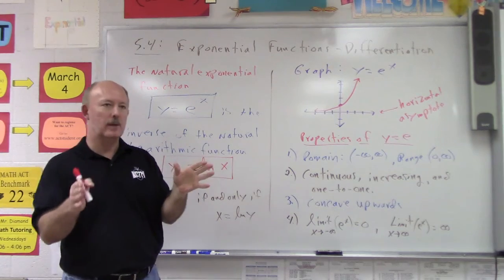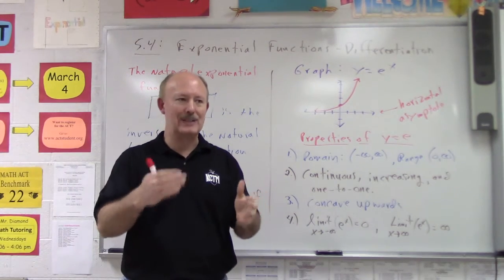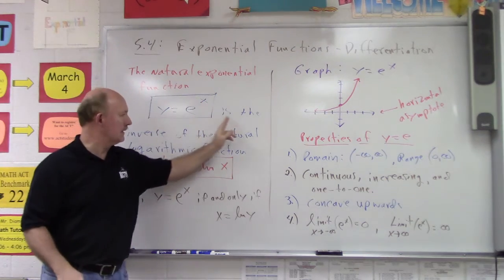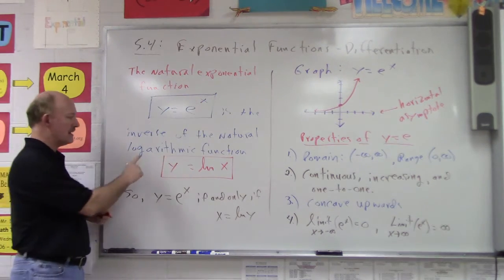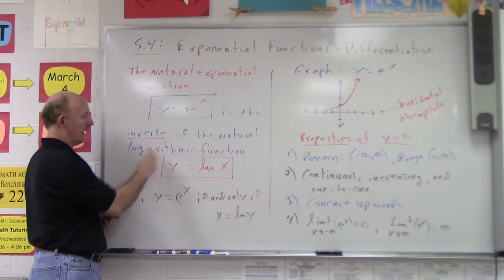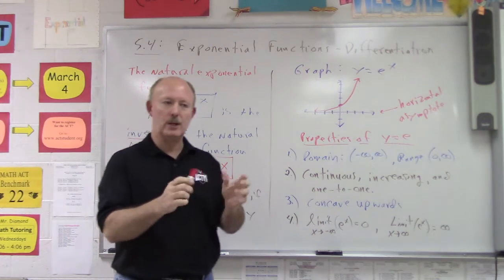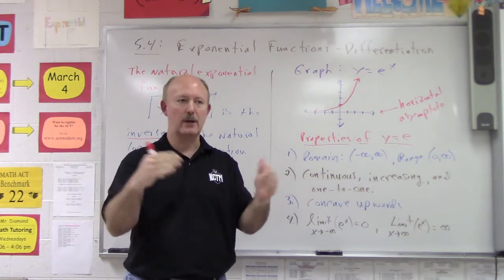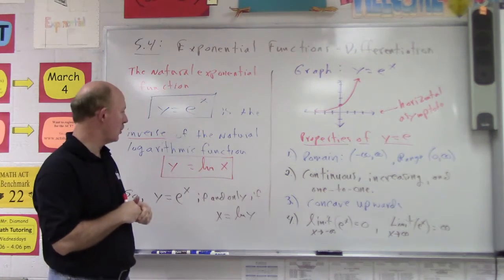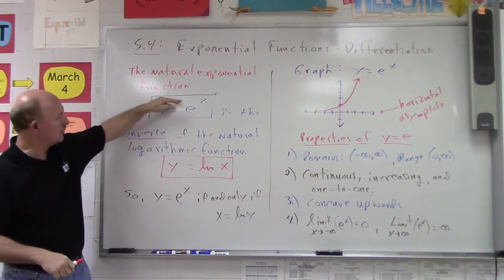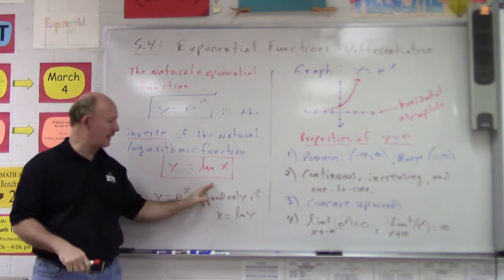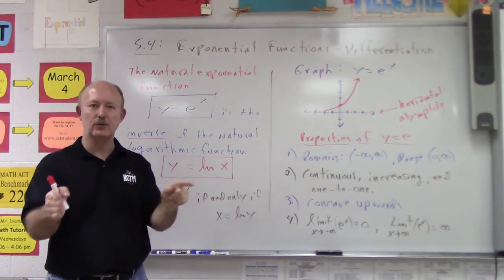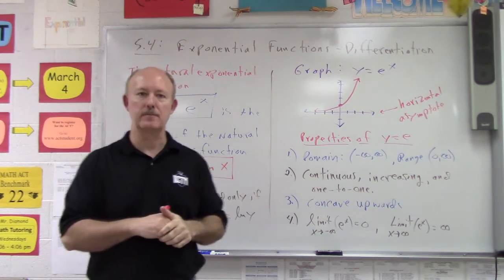One very important thing to remember about y equals e to the x is that it is the inverse of the natural logarithmic function. In our last video, we looked at how to find the derivatives and integrals of the natural logarithmic function. But y equals e to the x and y equals natural log x are inverses of each other.